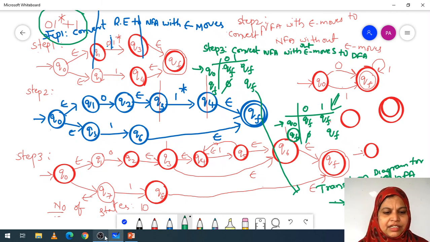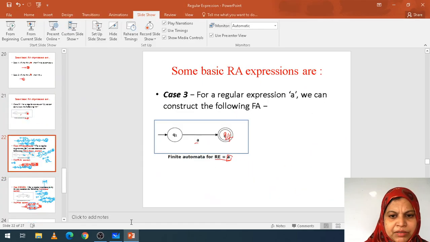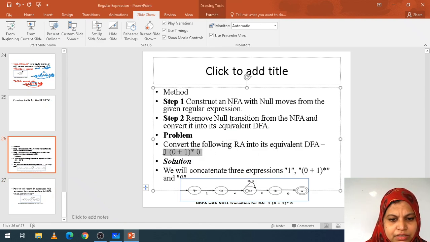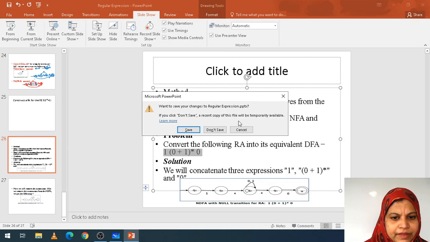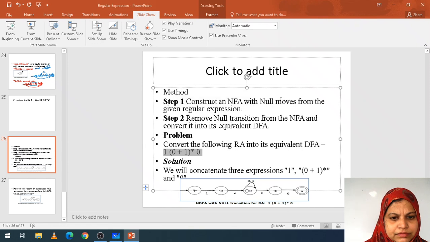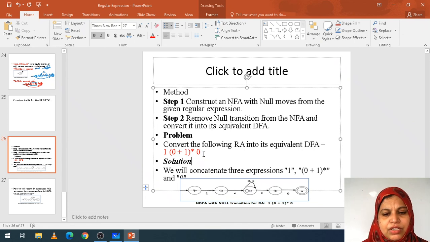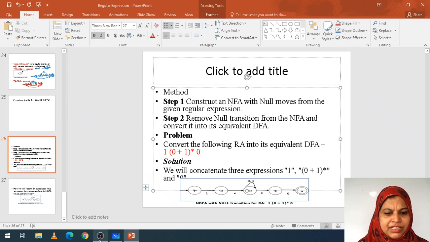With this I am going to conclude this one. You have to solve the next problem. This is your homework problem: 0 1 0 1, 1 0 plus 1 whole star 0. You have to solve this one. With this I am going to conclude. Thank you.